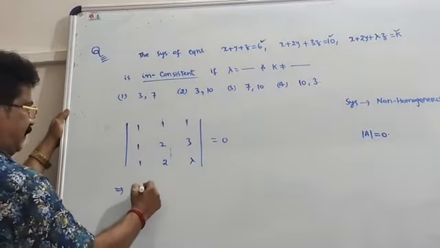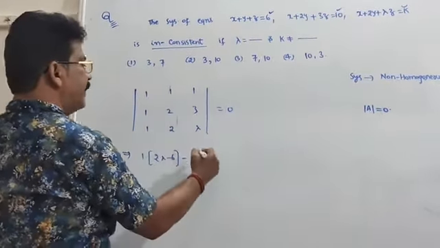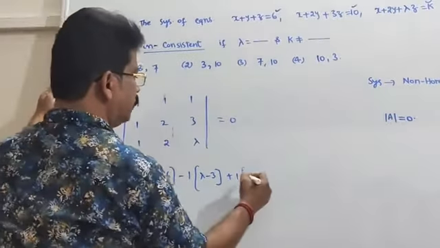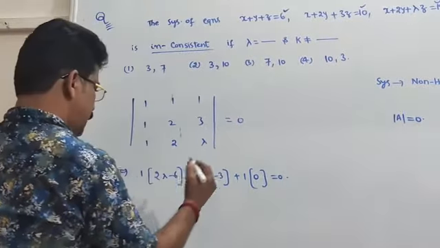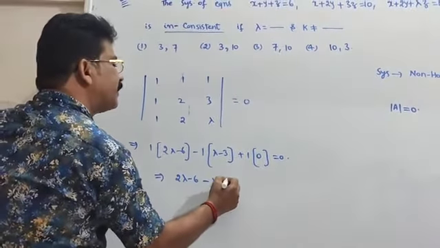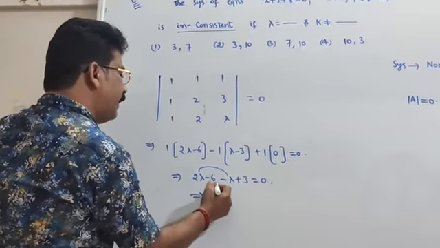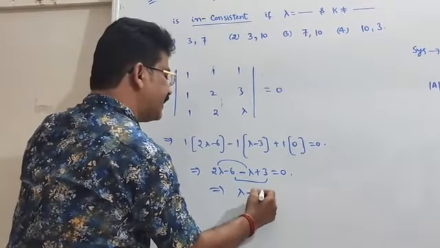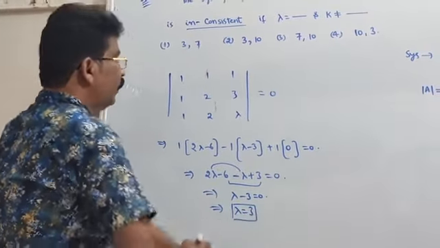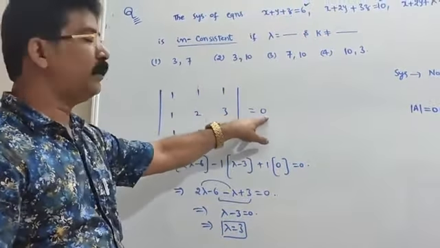So that implies 1 into (2 lambda minus 6) minus 1 into (lambda minus 3) plus 1 into (2 minus 2), that is equal to 0. So 2 lambda minus 6 minus lambda plus 3 equals 0. So 2 lambda minus lambda minus 6 plus 3 equals 0, so that implies lambda equal to 3. So we can find the lambda value by putting the determinant equal to 0.